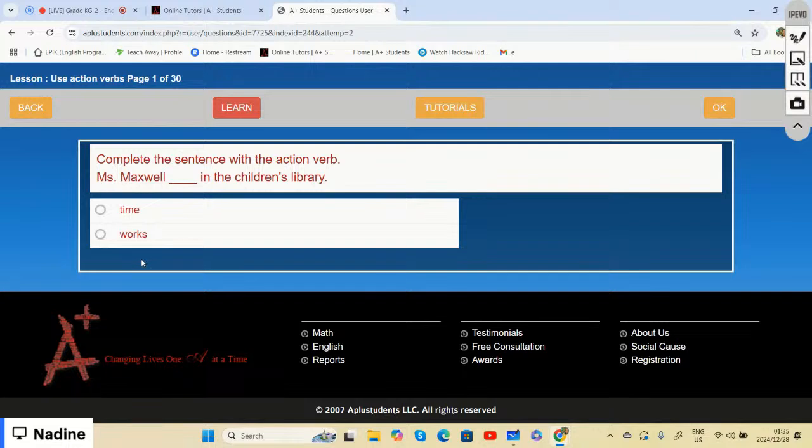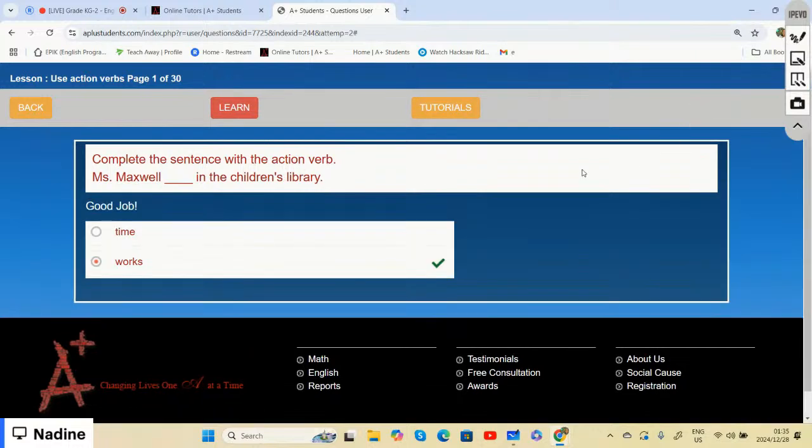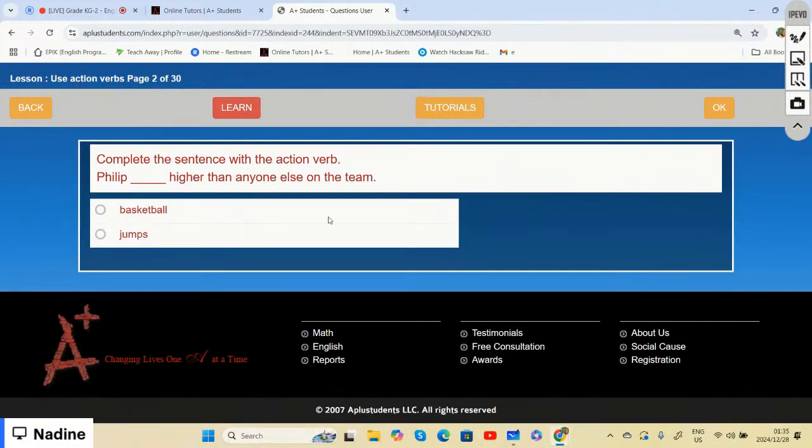All right, then if we were to choose the correct option, then we will say Miss Maxwell works, well done, in the children's library. So works is correct. Well done. The next one says Philip basketball, option one, higher than anyone else on the team.